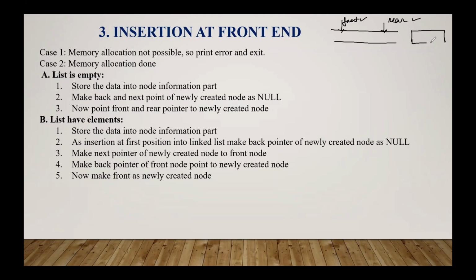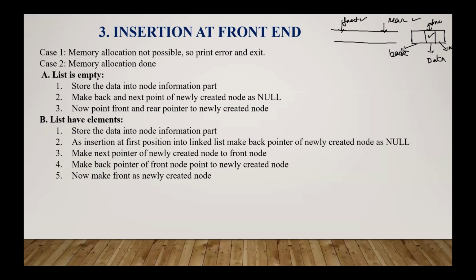Here the node consists of three things because we are going to implement the double linked list. One location is used to store the information, the data we want to store. This one is the back pointer of a node, which stores the address of the previous node. This one is the next pointer, which stores the address of the next node. So the node consists of three parts.